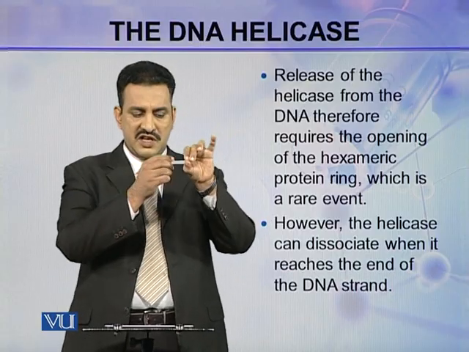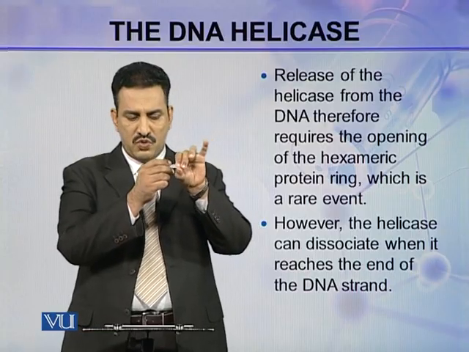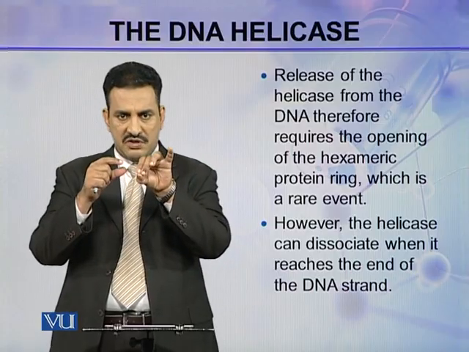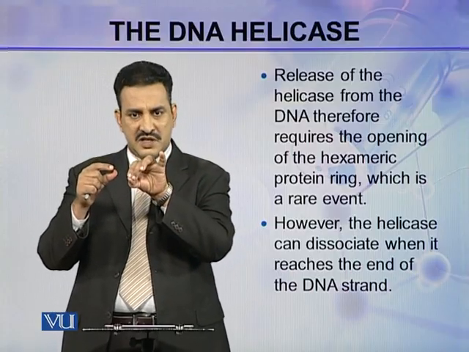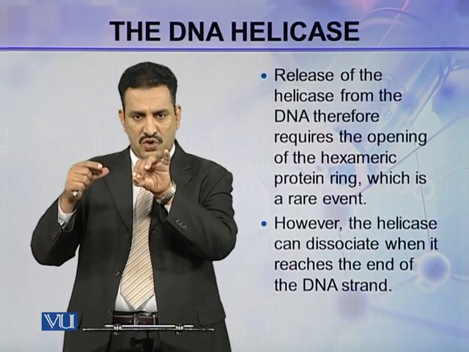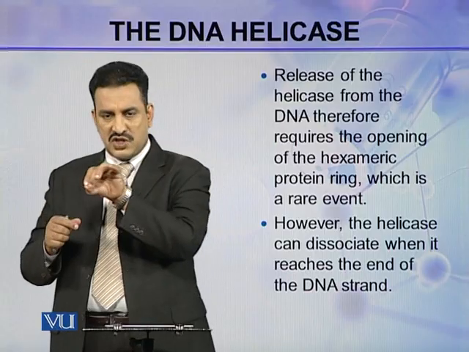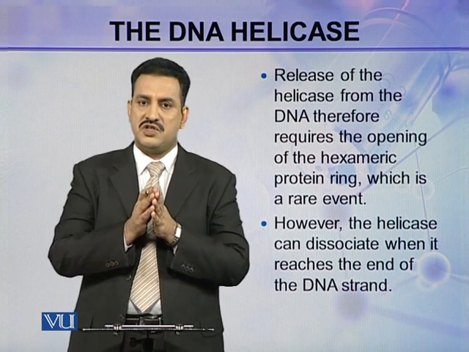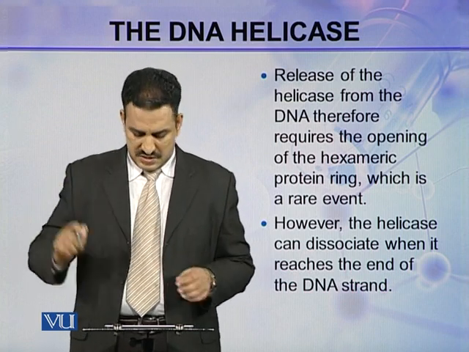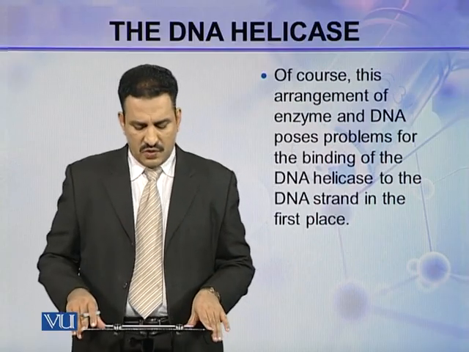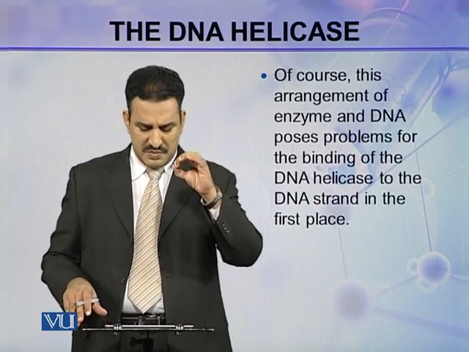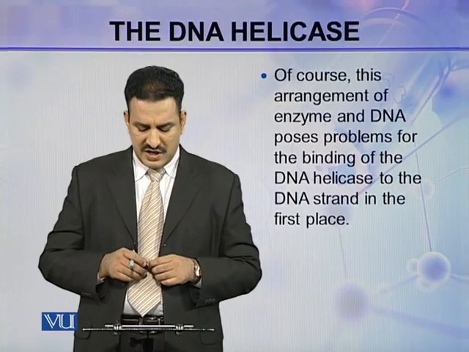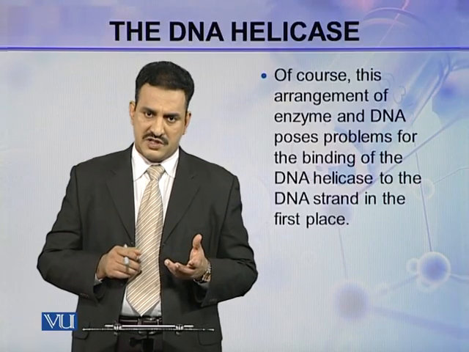It encircles a DNA strand, and it keeps on moving as the replication fork keeps on moving. When the replication fork reaches the end of the DNA duplex, both the strands will be opened up and this ring can exit the strand. So there is only one possibility: once the replication is completed, this ring can leave the DNA strand. Of course, this arrangement of the enzyme and DNA poses problems for the binding of the DNA helicase to the DNA strand in the first place.